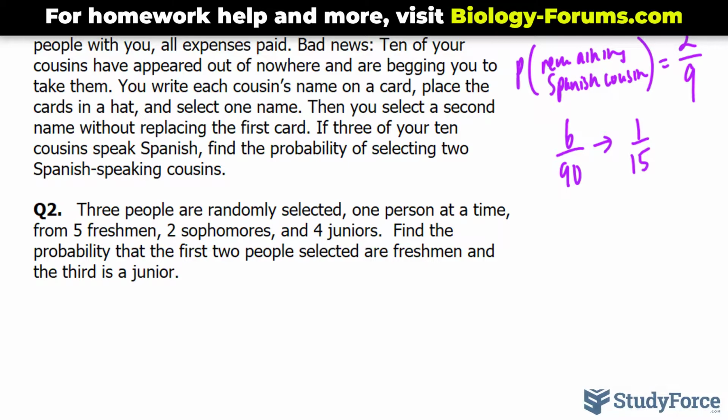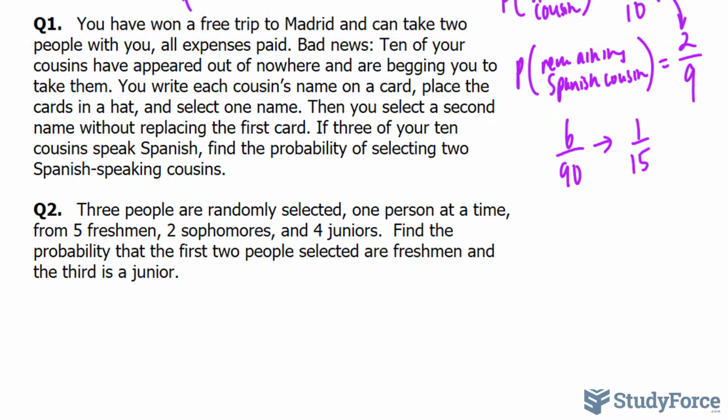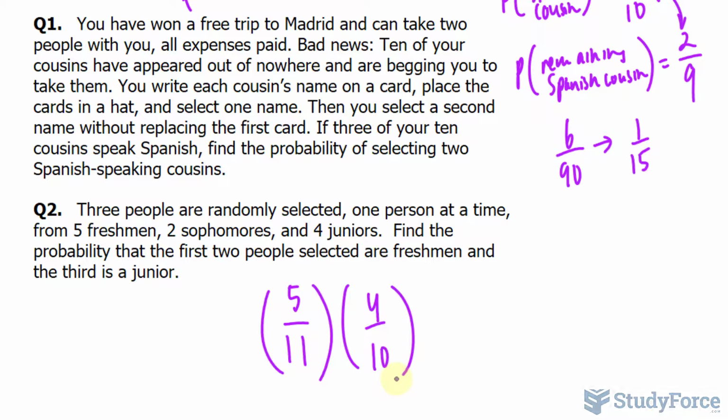3 people are randomly selected, 1 person at a time, from 5 freshmen, 2 sophomores, and 4 juniors. Find the probability that the first 2 people selected are freshmen and the third is a junior. So there's a 5, and 5 plus 2 plus 4 is 11. There's a 5 in 11 chance that the first selection will be a freshman. In the second selection, there is a 4 in 10 chance because one person has been removed from the group and that one person happened to be the freshman.